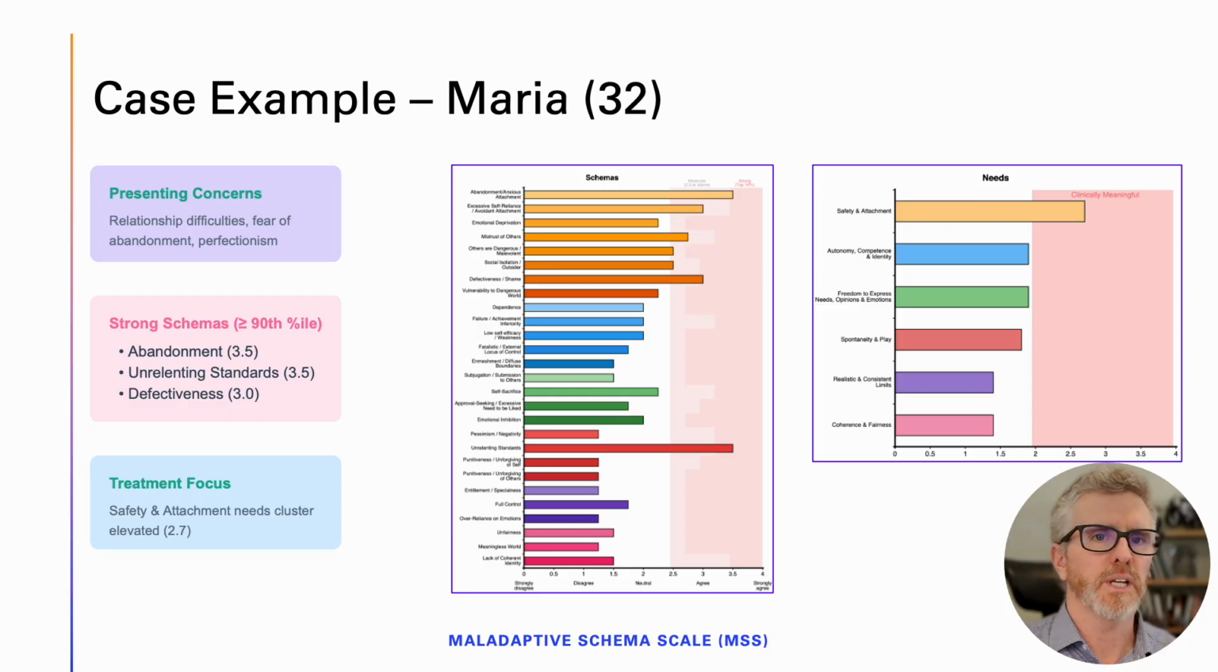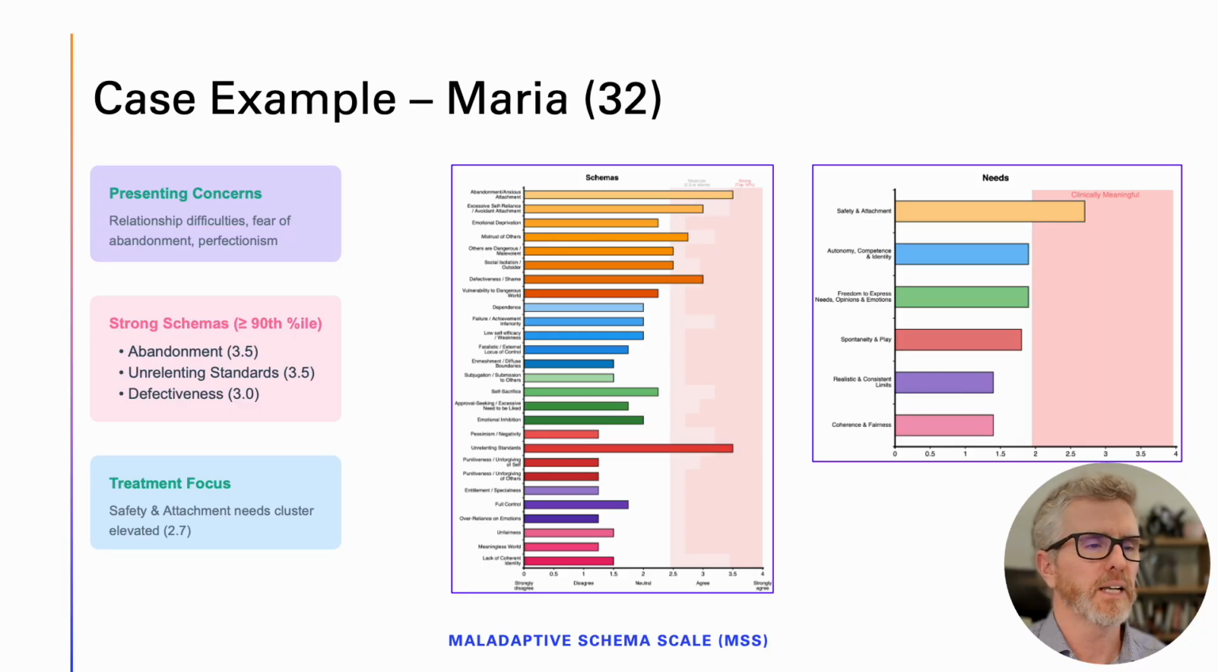This tells us something important for treatment. Before we tackle her perfectionism, her unrelenting standards, we need to build safety and address her attachment fears. If she doesn't feel secure, pushing her to let go of control through perfectionism is likely to backfire. This framework helps us prioritize. It tells us start here, then move here.